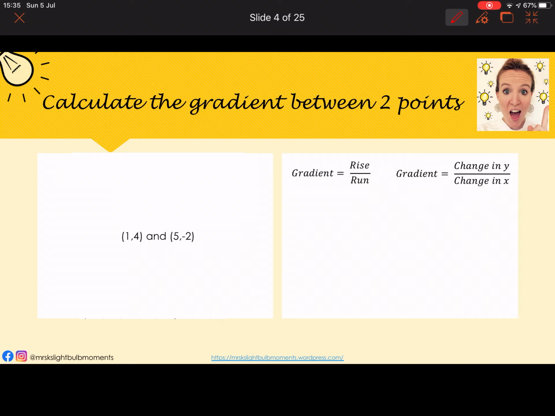Okay, so my y value, again remember x then y, has gone from 4 to -2. So it's actually gone down by 6. My x value has gone from 1 to 5, so it's gone up by 4. So I've got -6 over 4, so I know it's going to be a negative gradient. 6 over 4 simplifies to 3 over 2. So that would be my answer, -3 over 2 gradient. Okay, so it's a quick run through some of those.